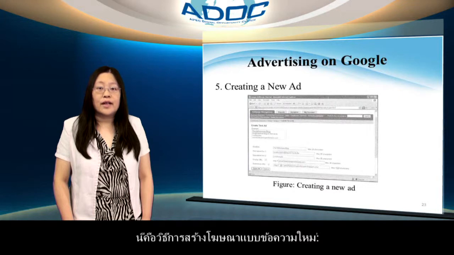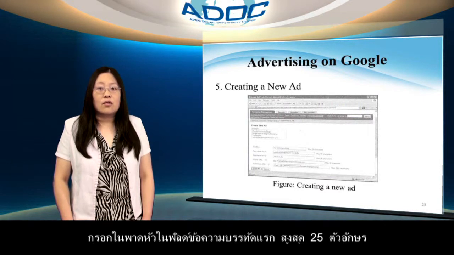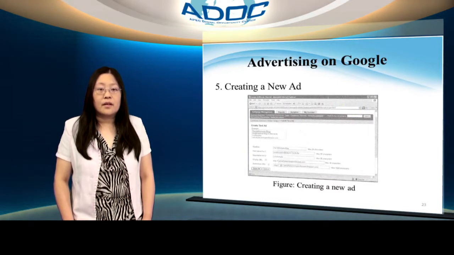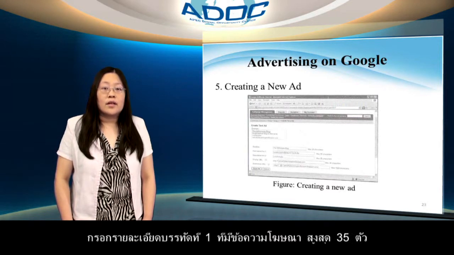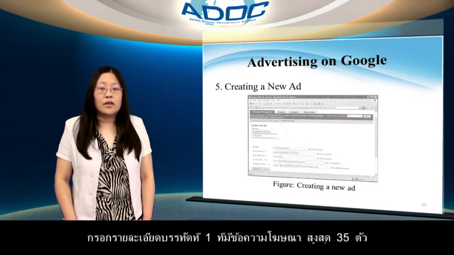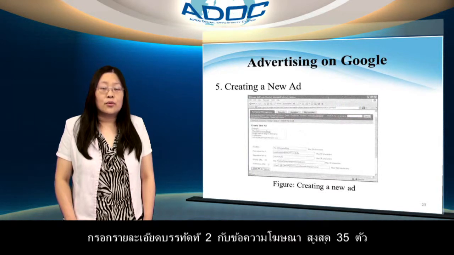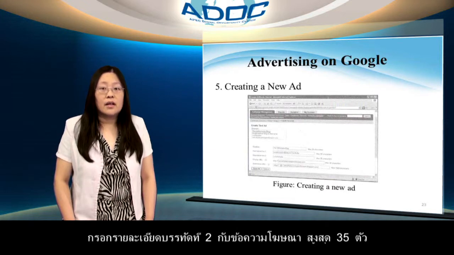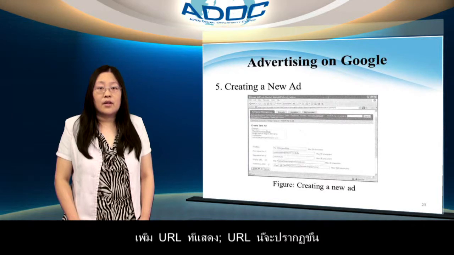Here's how to create a new text ad. Fill in the headline in the headline text field, max 25 characters. Fill in description line 1 with the ad text, max 35 characters. Fill in description line 2 with the ad text, max 35 characters. Add the display URL.